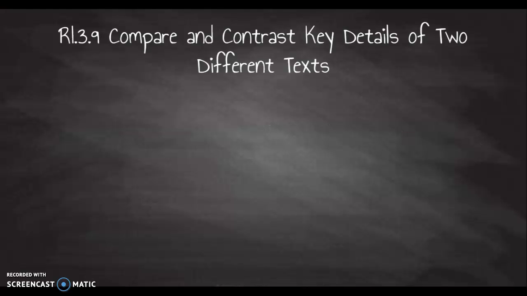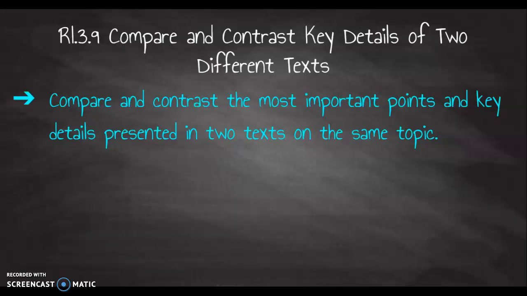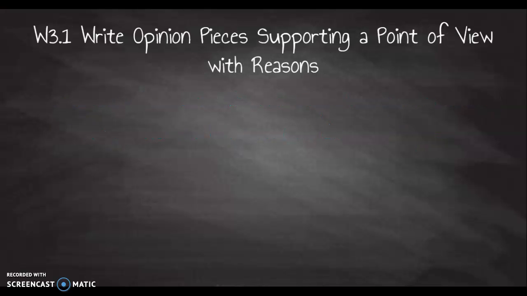RI 3.9 is comparing and contrasting key details of 2 different texts. So students will compare and contrast the most important points and key details that are shown in 2 texts on the exact same topic.